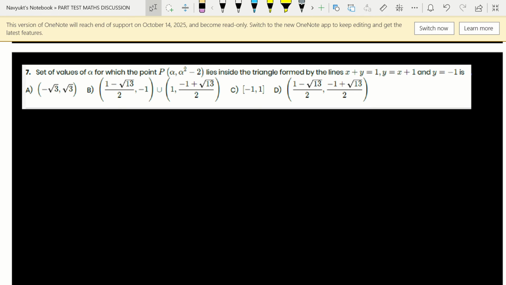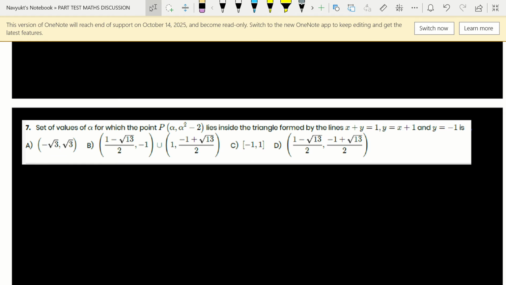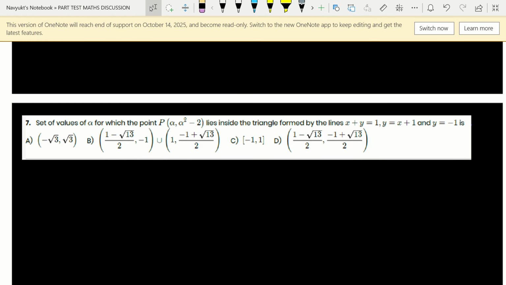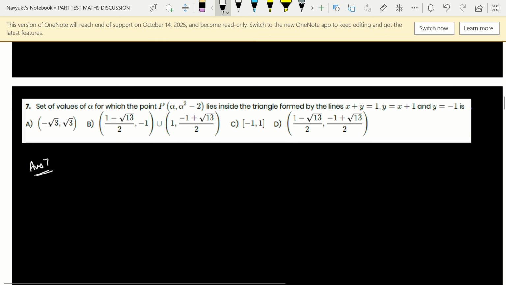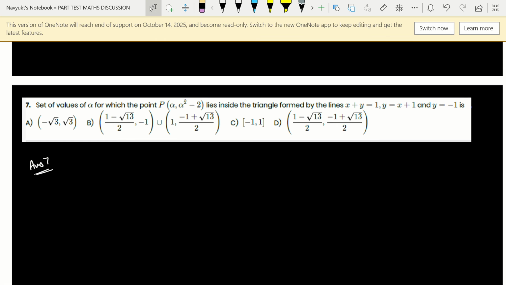Let's get to our question number 7. It says, find the value of alpha for which this point lies inside the triangle formed by the lines. First of all, we'll draw any random triangle which has A, B, C as its points. Now, let's say this is the equation x plus y equals to 1. This is another equation, y equals to x plus 1. Let's say this is y equals to -1.